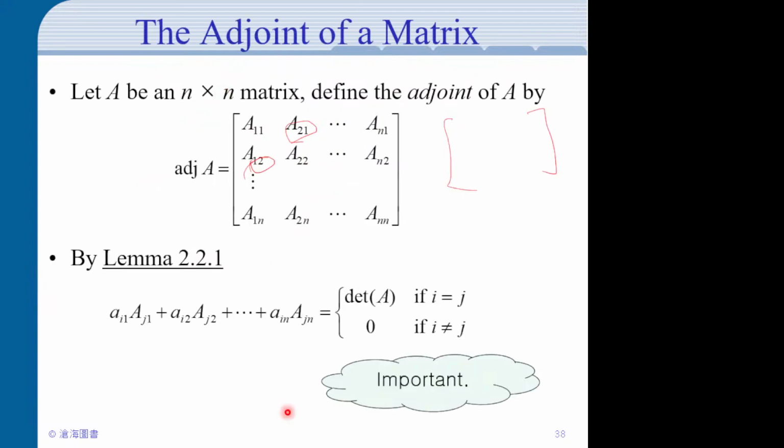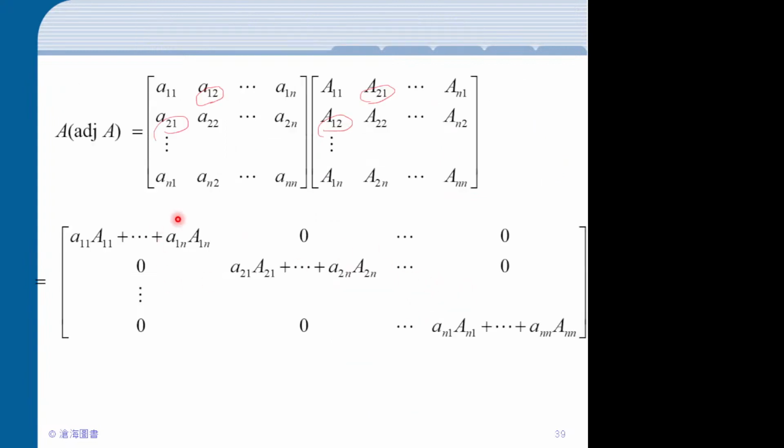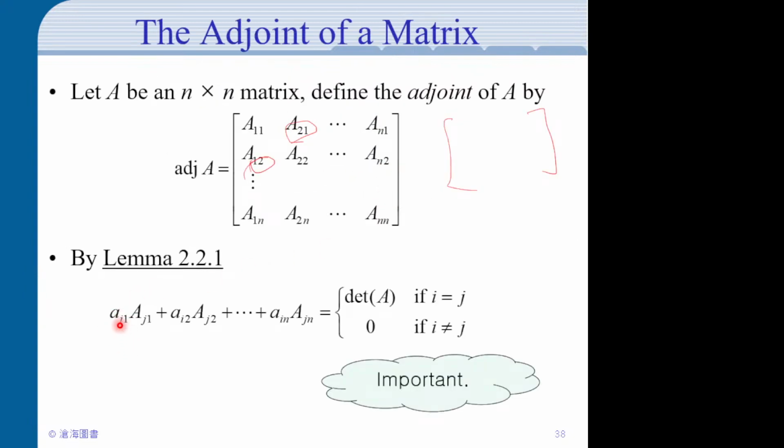And as we see, the first one is i equal to j. Anyway, we write it here, so this should be the determinant of A. But what if we do this first row with the second column? Then we have small a11 times big A21, then small a12 times big A22, all the way to small a1n times big A2n. And we see that it is i equal to 1, j equal to 2 here, and i not equal to j, so that should be equal to 0.